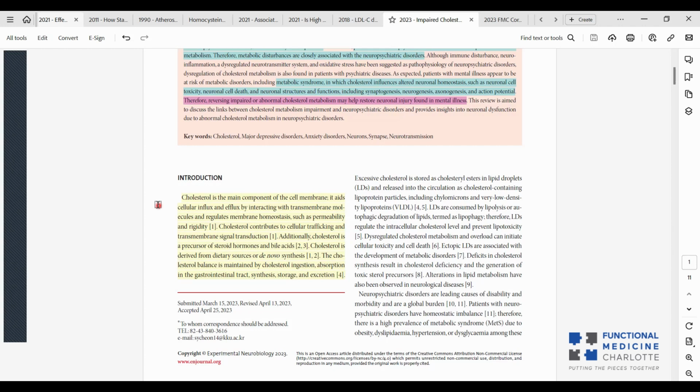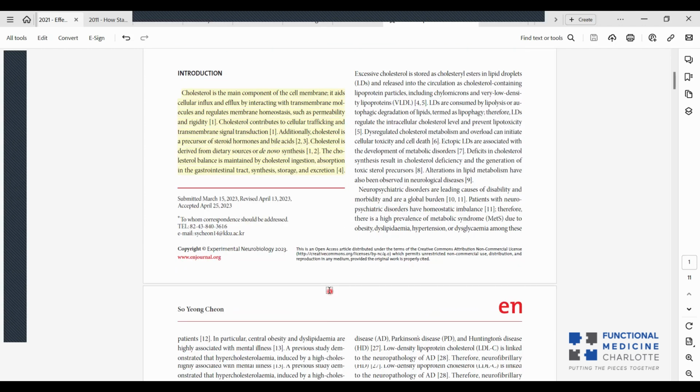There may be people watching this or listening to this that have heard of what's called familial hypercholesterolemia, and that is what it sounds like. It's a genetic contribution to high cholesterol levels. And so people with familial hypercholesterolemia have a genetic issue where the de novo synthesis is higher than normal. So they're making more than someone without that genetic issue. The cholesterol balance is maintained by cholesterol intake, by absorption in the GI tract, internal synthesis, storage, and excretion. So input, output, right? So that's the basic biology of cholesterol.